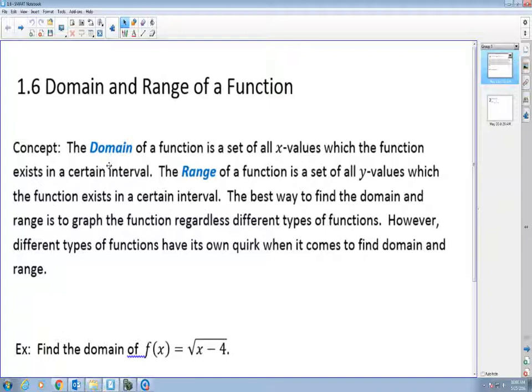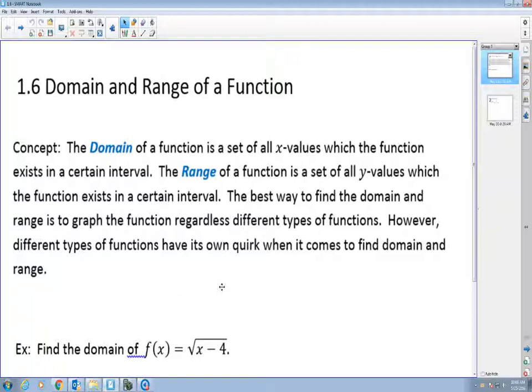Okay, and I mentioned before that domain refers to the x values, and the range refers to the y values. So the range of a function is the set of all y values for which the function exists in a certain interval. In other words, when we look at a graph, domain is about how wide the function is. Range is about how tall the function is, how tall the graph is.